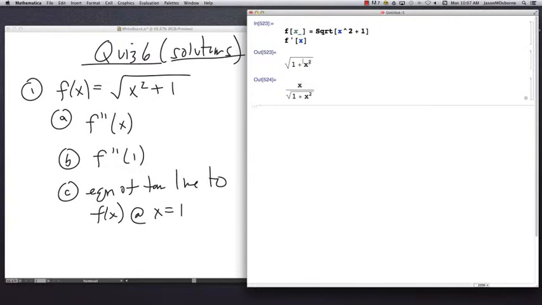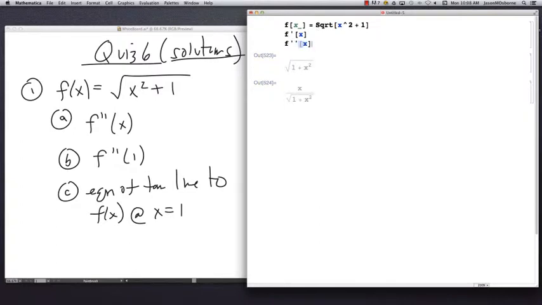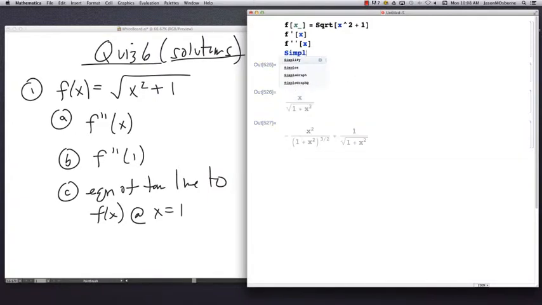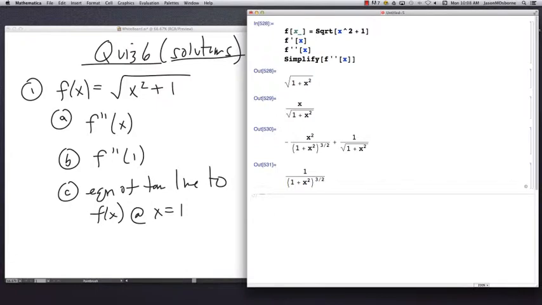The derivative of the inside function was 2x, and then there's a 2 in the denominator, which canceled. So this is f prime of x. You should double check, see if you got that now. And f double prime of x, there's the answer for f double prime of x. You could have also put this as your answer. That would be a simplified form of f double prime of x.